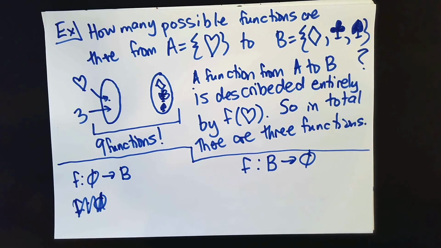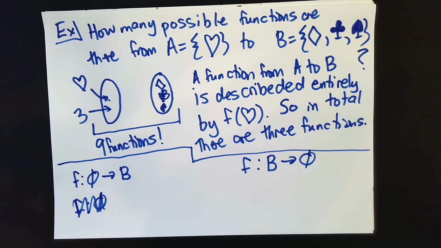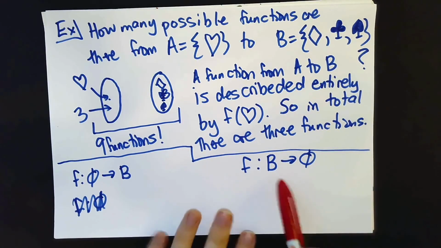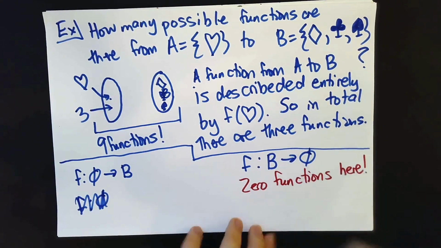Again, I encourage you to pause for a second. Think about this. And I'll tell you, before I tell you the answer, for one of these, the answer is 0, and for one of them, the answer is 1. Try to decide which is which. I think the more intuitive of these is that there are 0 functions from B to the empty set.